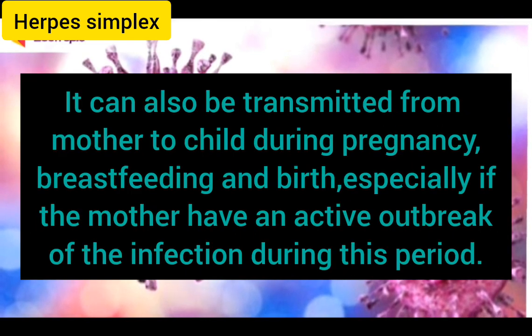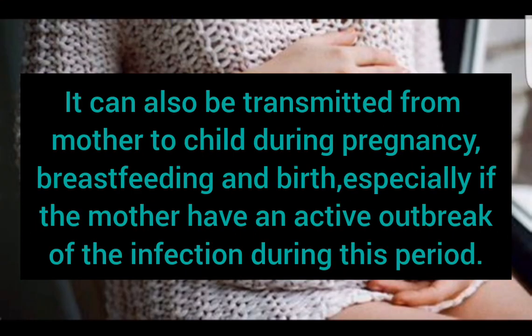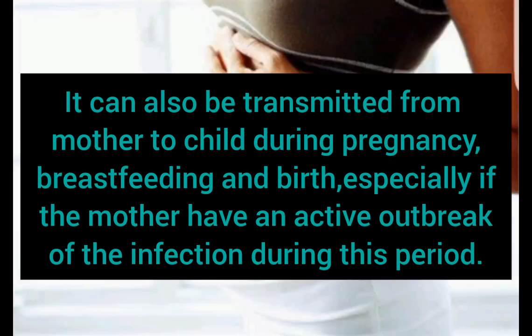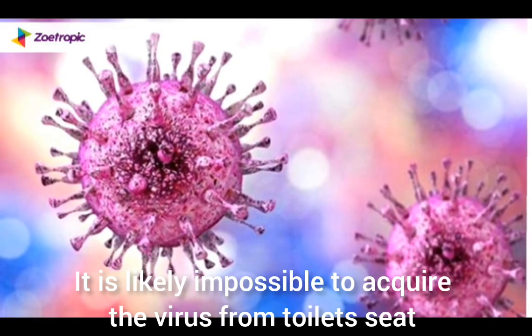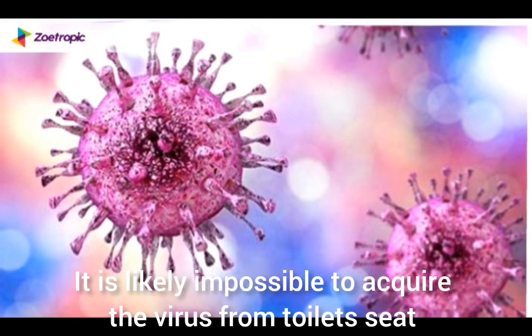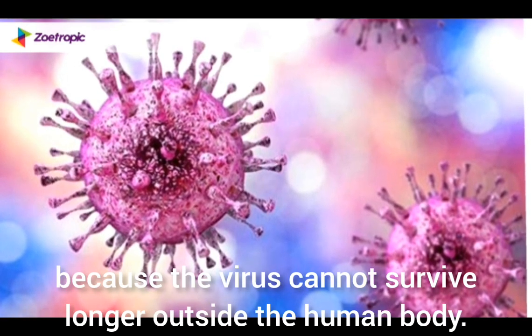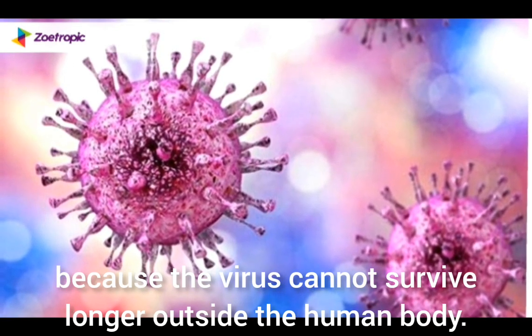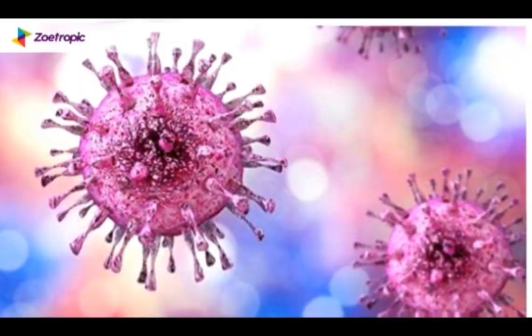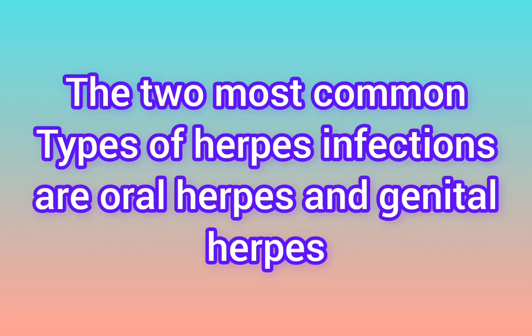It can also be transmitted from mother to child during pregnancy, breastfeeding and birth, especially if the mother has an active outbreak of the infection during this period. It is likely impossible to acquire the virus from toilet seats, because the virus cannot survive longer outside the human body. The two most common types of herpes infections are oral herpes and genital herpes.